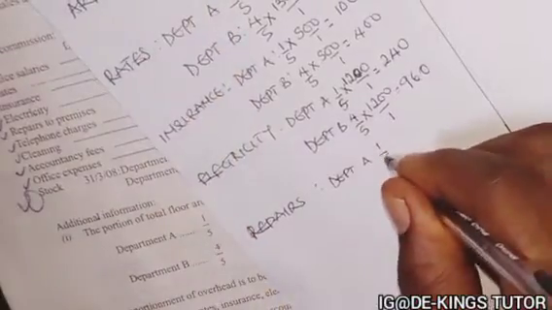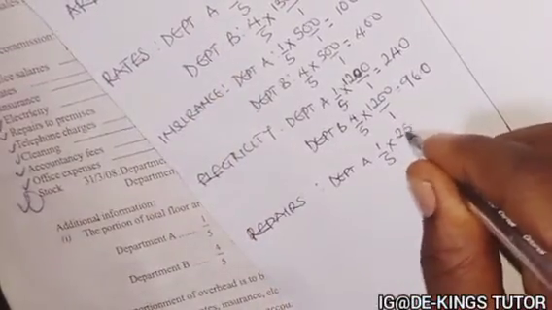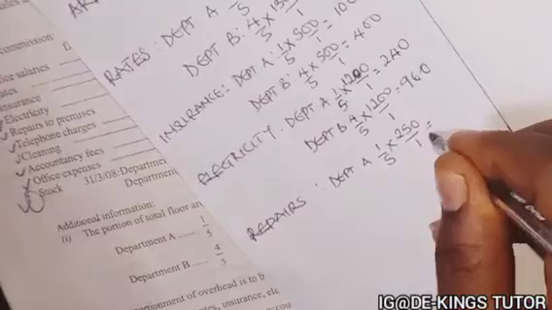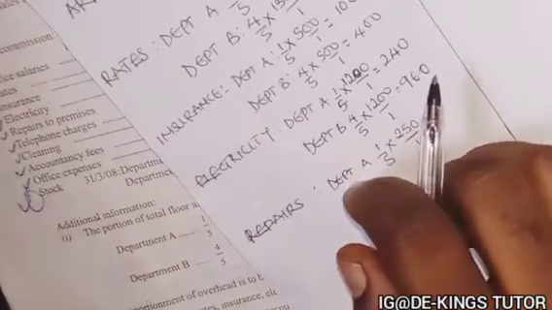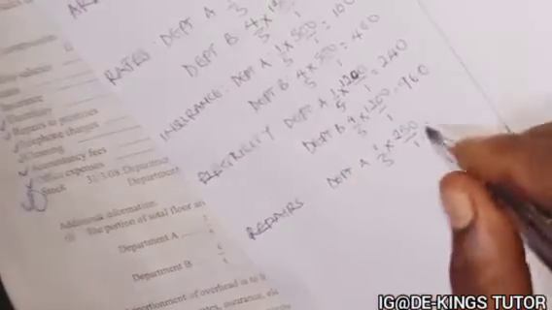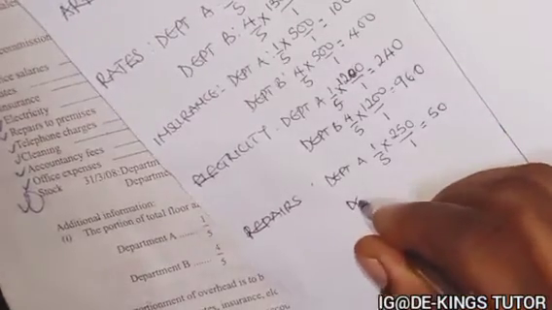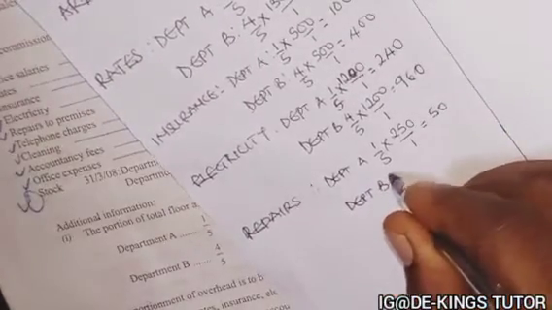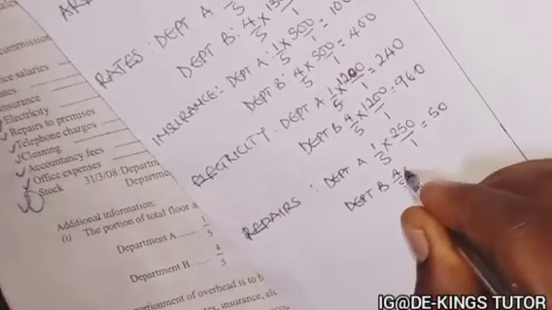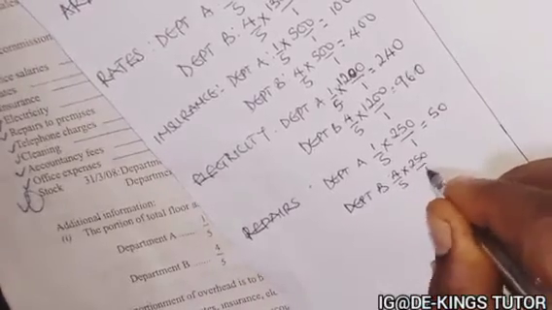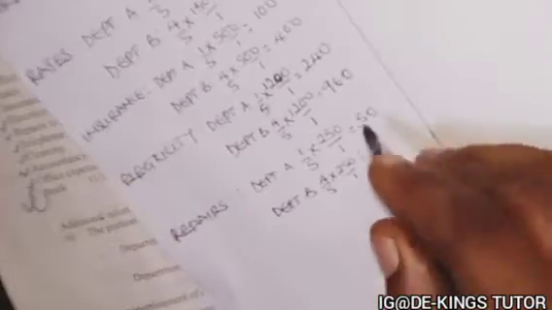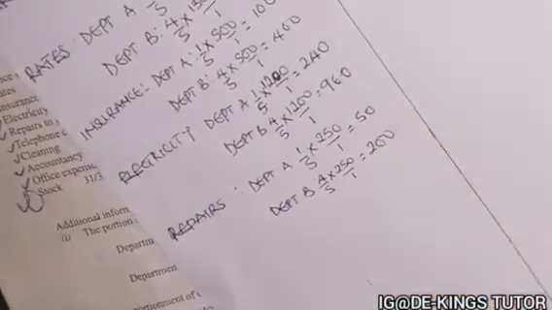Department A is 1/5 times 250 over 1. Okay, so using our calculator, 1/5 times 250 will give us 50. While department B, it is 4/5 times 250 over 1. So 4/5 times 250 will give us 200. Okay, so that's for repairs.